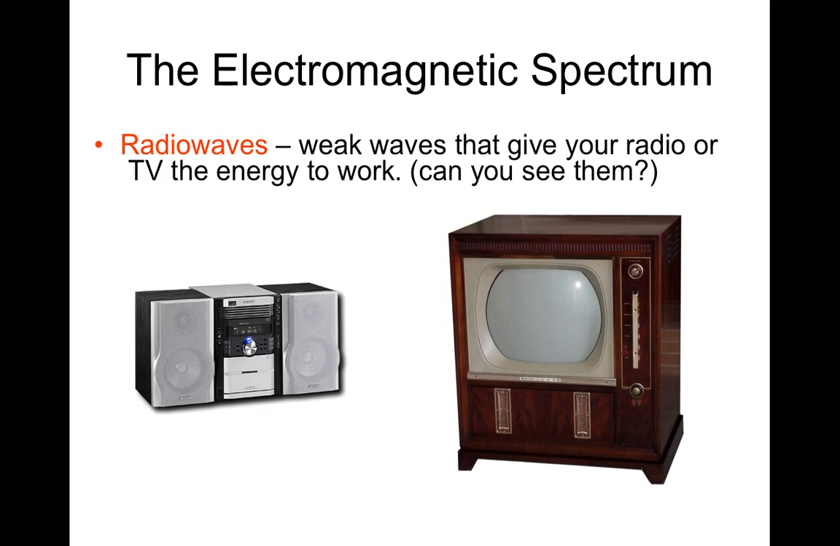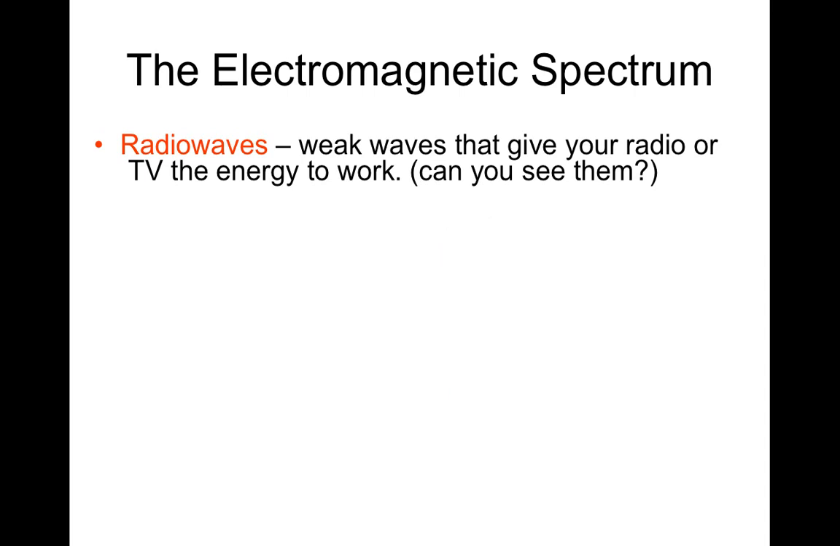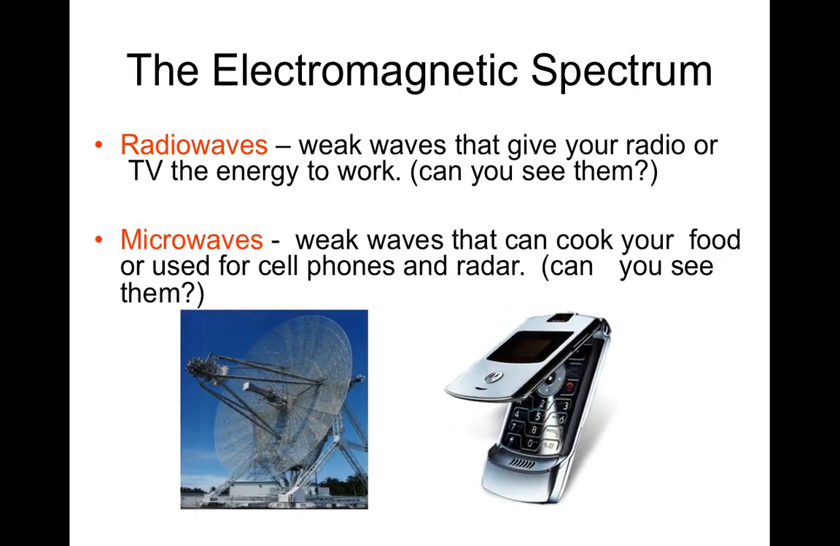Here are some pictures of radio waves, or actually what they can cause. Radio waves allow our radios to work and also our TVs to work. You can't see the radio waves though, they're invisible. Microwaves are weak waves that can cook your food while using a microwave. They're also used for cell phones and radar. You can't see them, however, they're invisible.